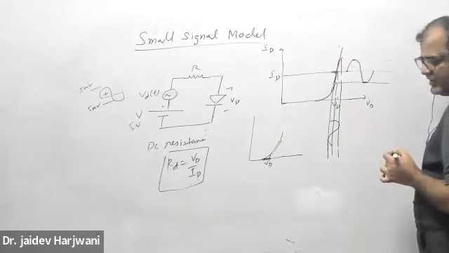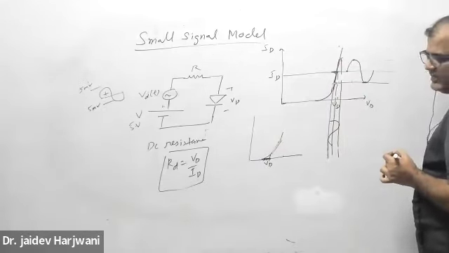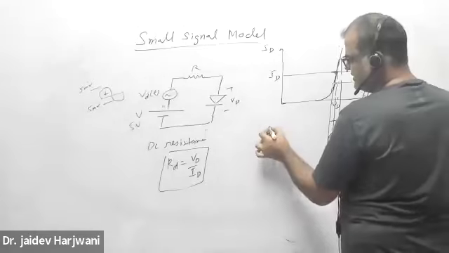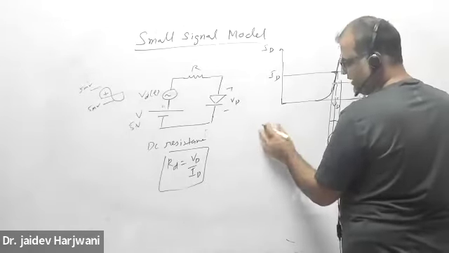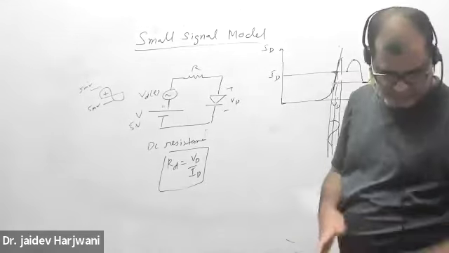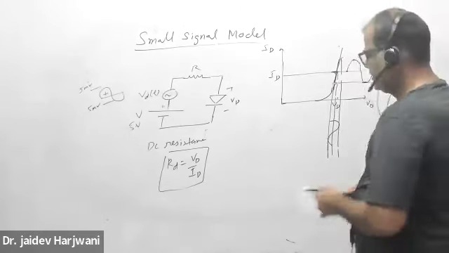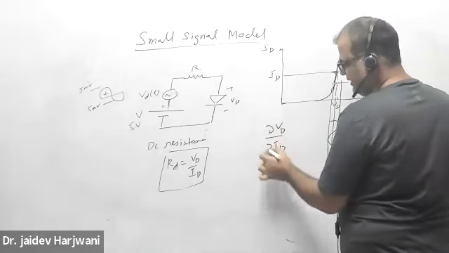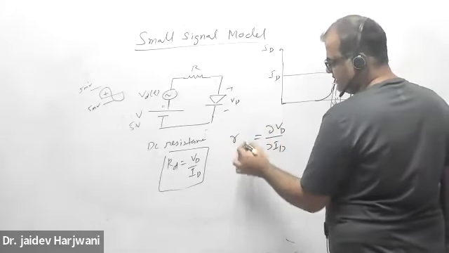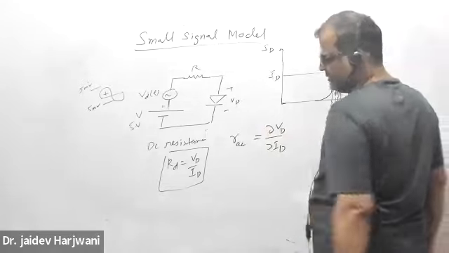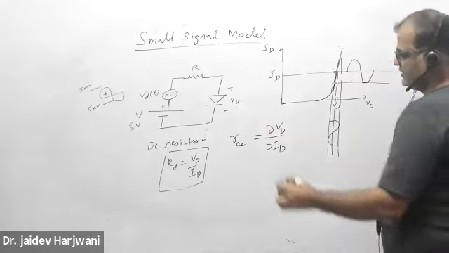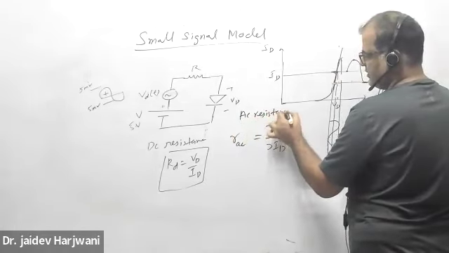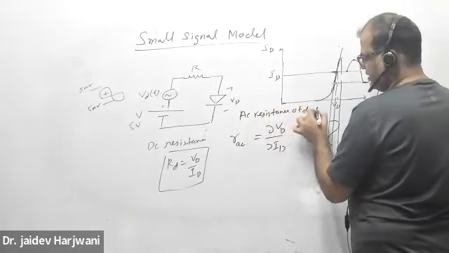That means what is happening? Current is changing with applied voltage. Now in this case, if I measure delta VD upon delta ID, that is called AC resistance. That is called AC resistance of diode.